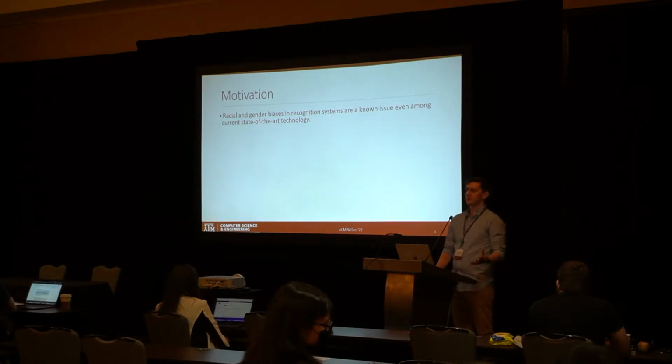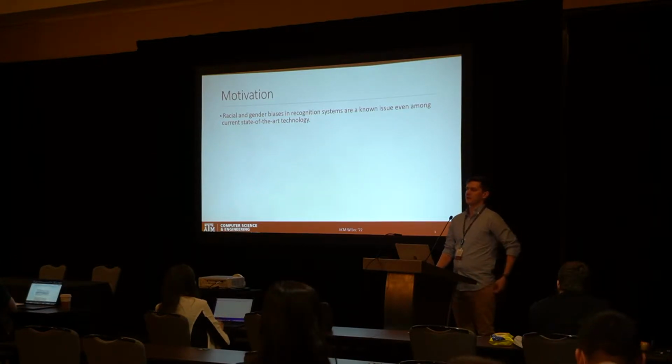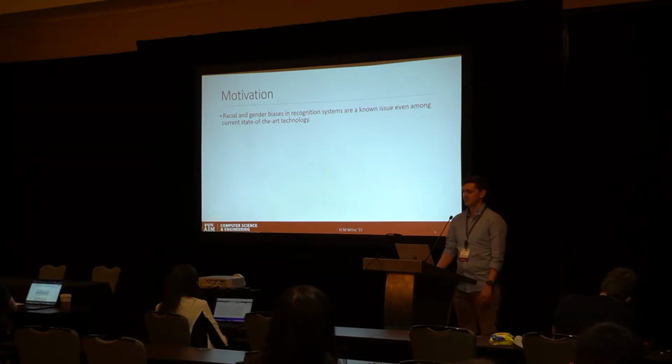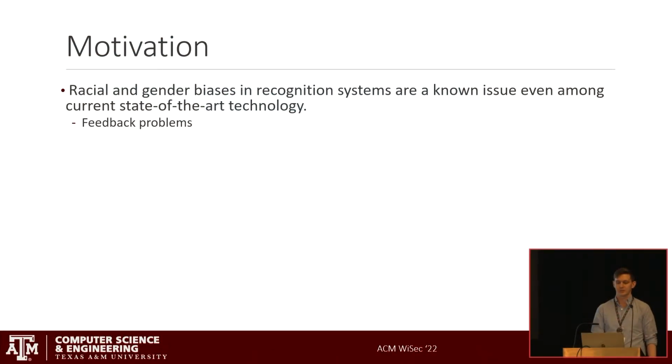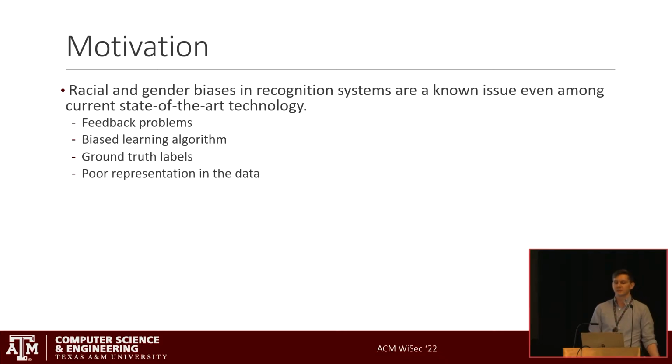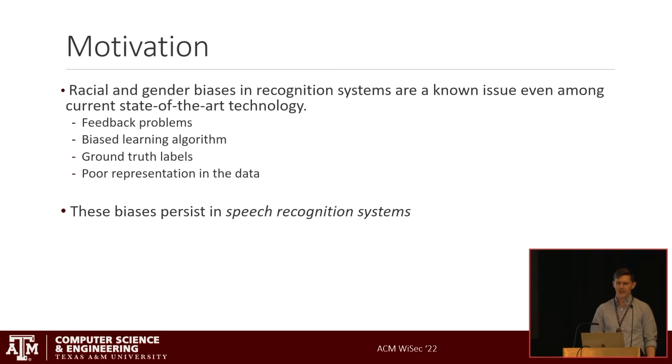All right. So this work is firstly motivated by the fact that racial and gender biases are a known issue in multiple types of recognition systems, and this persists even among current state-of-the-art technology in devices and other tech that's available and comes out today for our use. And in terms of machine learning, this can be caused by multiple different problems. There could be feedback issues if you've got bias in an original model that feeds into a newer updated version. You could have biased learning algorithms if you optimize for error rates. And in terms of the marginalized groups that suffer from these biases, there could be inaccuracies in ground truth labels or just poor representation of those groups within the data themselves in terms of quantity or quality.